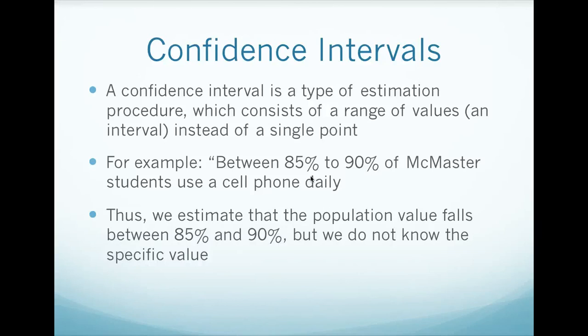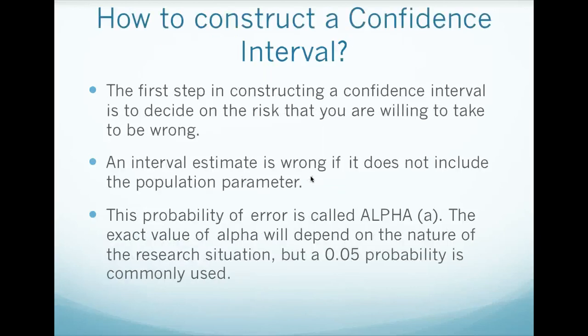So, confidence intervals. A confidence interval is a type of estimation procedure which consists of a range of values, an interval, instead of a single point. For example, between 85% to 90% of McMaster students use a cell phone daily. Thus, we estimate that the population value falls between 85% and 90%, but we do not know the specific value. So, how to construct a confidence interval.